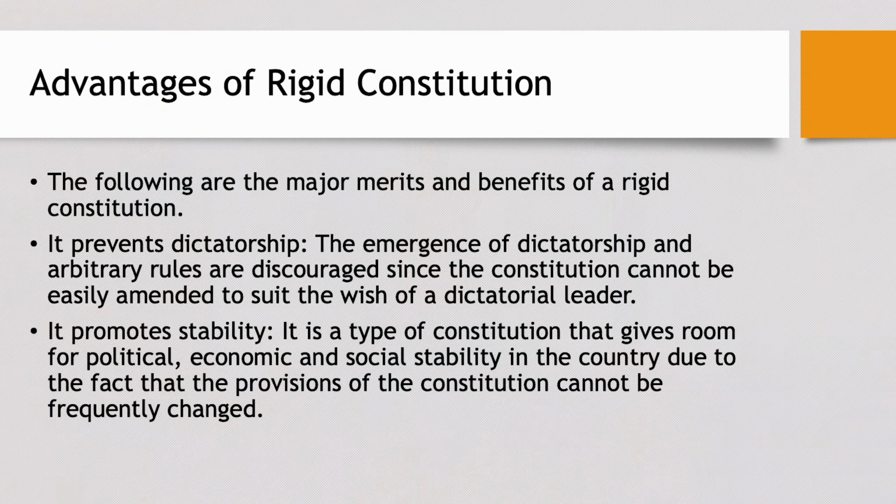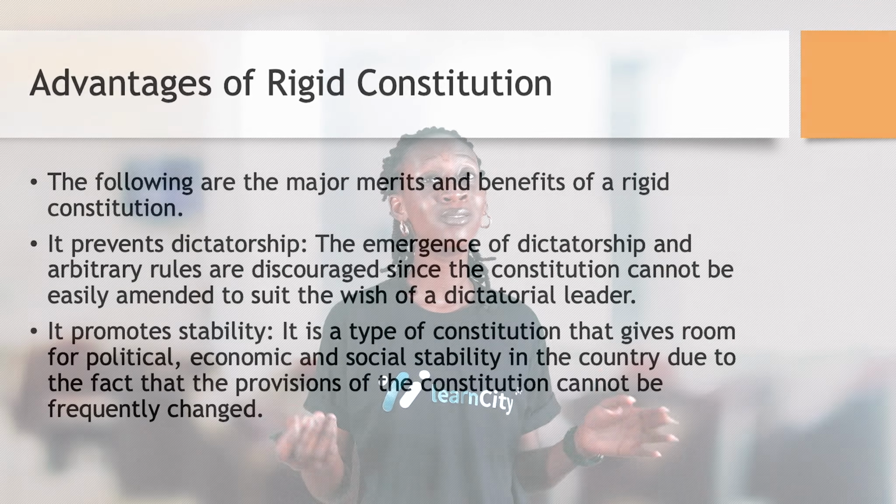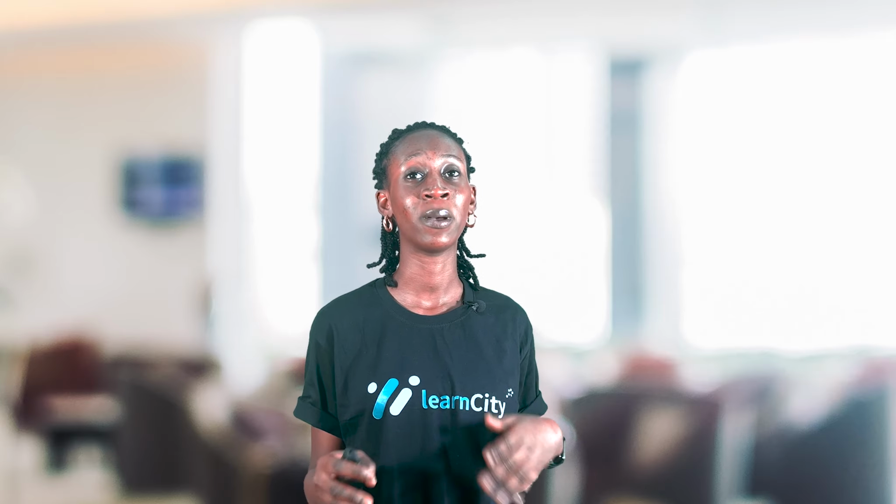First, it prevents dictatorship. The emergence of dictatorship and arbitrary rules are discouraged since the constitution cannot be easily amended to suit the wish of a dictatorial leader. So because changes cannot easily be made to the constitution to suit the wishes of a leader, the emergence of dictatorship and arbitrary rules are prevented.